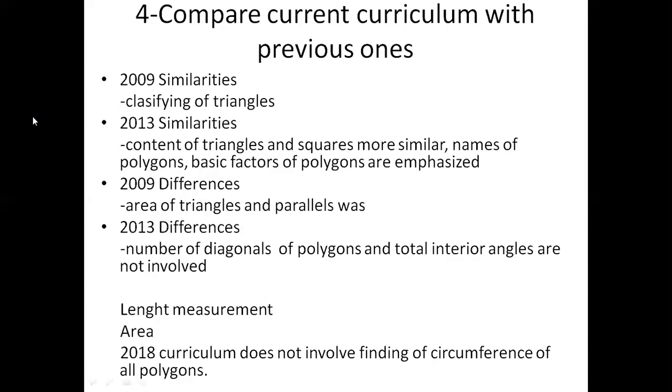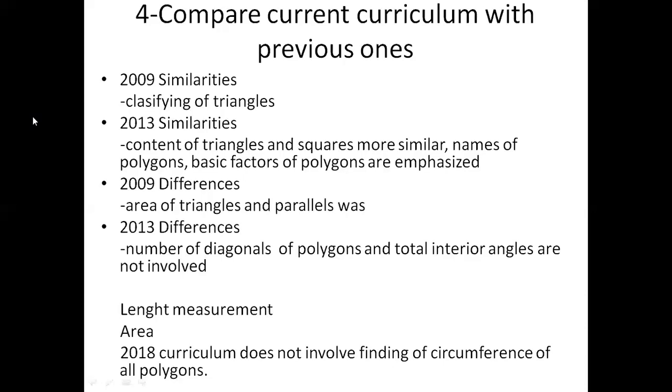Okay, the fourth part, comparing the curriculum with previous ones. In 2009, they are similar about their classifying of triangles with respect to edges and angles, but they are different in that the array of triangles and parallels was included in 2009, but in the 2018 objectives they are not included.